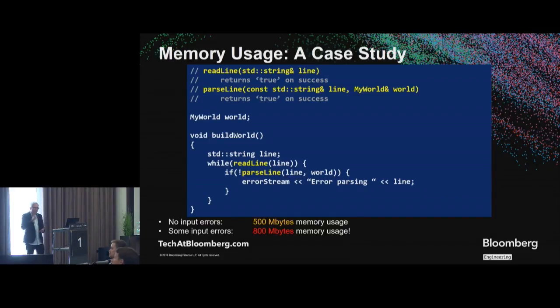However, if amongst those input packets there were some errors that would get sent to some error stream, then the memory usage of this component would jump to 800 megabytes consistently. I was thinking, why? Surely something in this parse line function is partially handling a message and building some state, and then maybe it's leaking, or, I don't really know. How am I going to find out where this memory is being used? We're going to come back to this example later, but this is the crux of why we were doing this work.